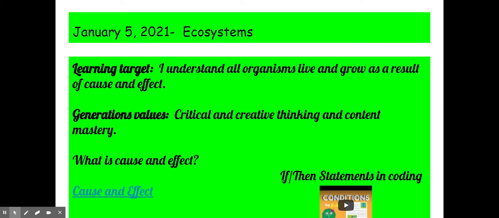Right, welcome to January 5th, 2021, Ecosystems. Our learning target number 1 is to understand all organisms live and grow as a result of cause and effect. Some values that I am going to be looking for today in class are critical and creative thinking and content mastery. So really understanding what cause and effect is, and we're going to be talking a lot about ecosystems and how that affects ecosystems, but really understanding what cause and effect is and doing some critical thinking around that. So the first video I'm going to play for you is about cause and effect.